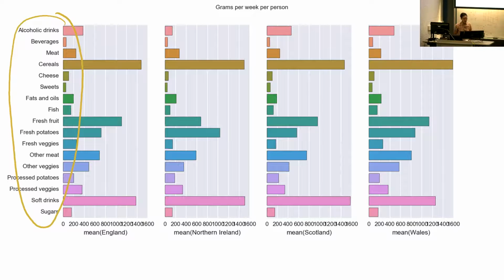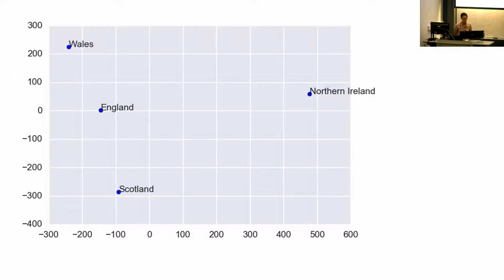Measurements are in grams across these different categories. I then plotted into this space. What sort of things disturb you about this transformation?